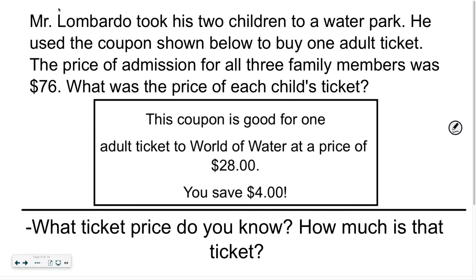Okay, Mr. Lombardo took his two children to a water park. He used the coupon shown below to buy one adult ticket. The price of admission for all three of them was $76. We want to find the price for the kids' ticket.